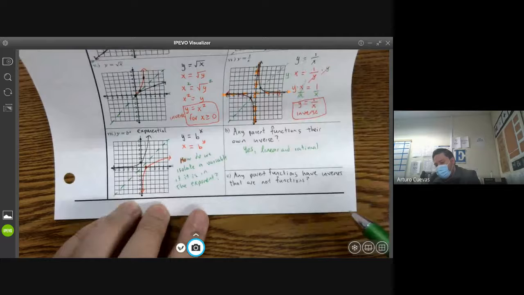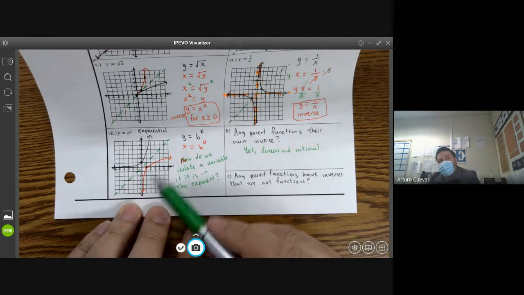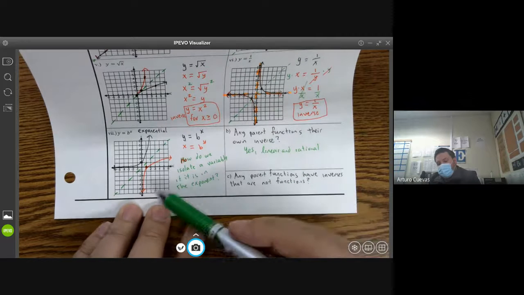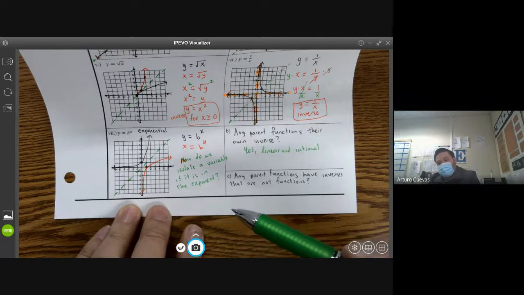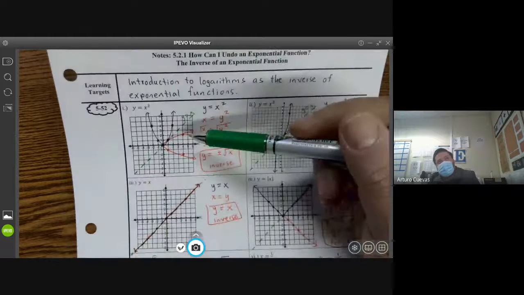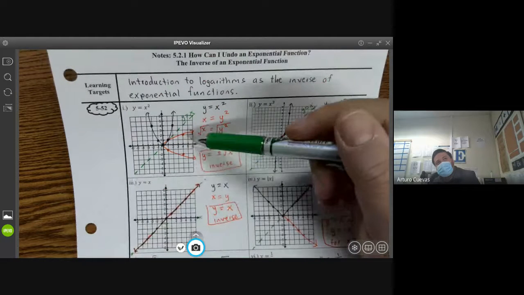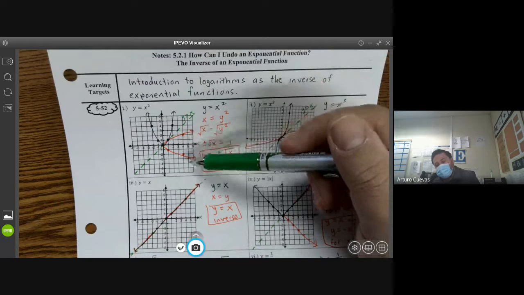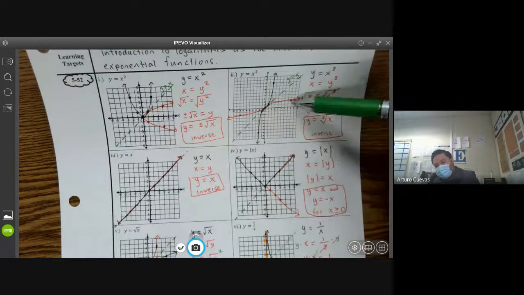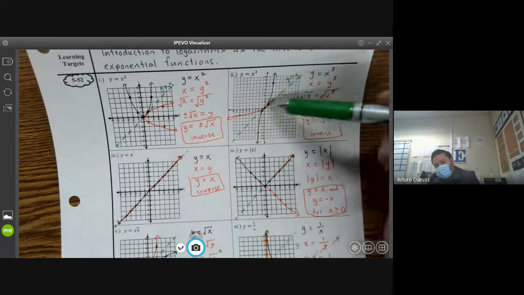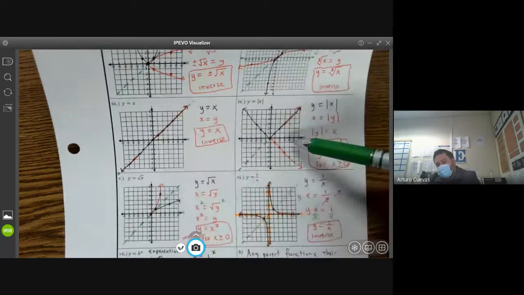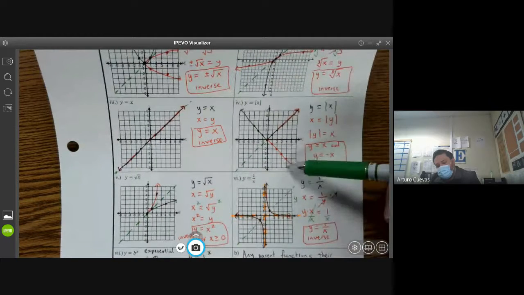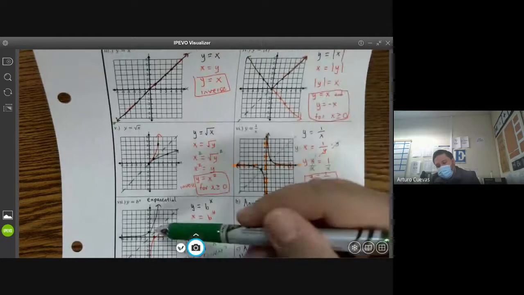Do any parent functions have inverses that are not functions? So let's take a look at the inverse graphs, the ones that we drew in red. Are any of those not functions? In other words, they do not pass the vertical line test. Let's look at them one by one. The inverse of quadratic, does that pass the vertical line test? No, so that's not a function. This one, the red one, does it pass the vertical line test? This one passes the vertical line test. The absolute value? No. And that's it, right? Everything else passes the vertical line test.